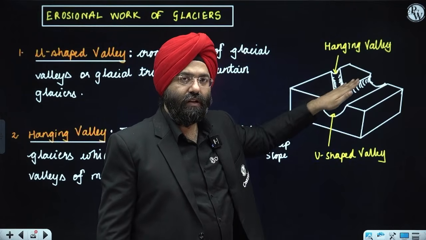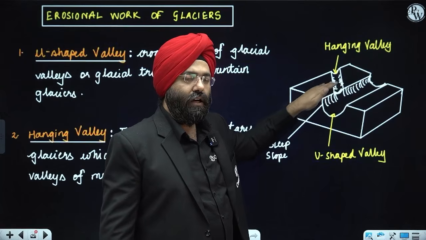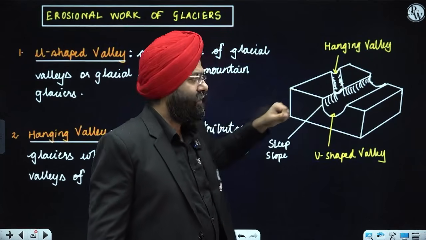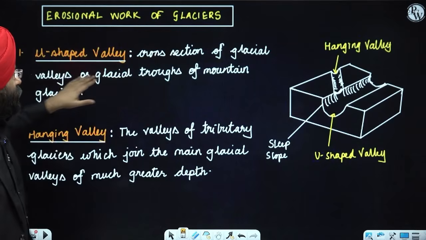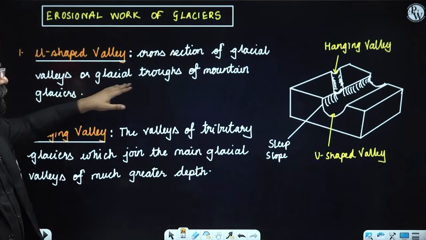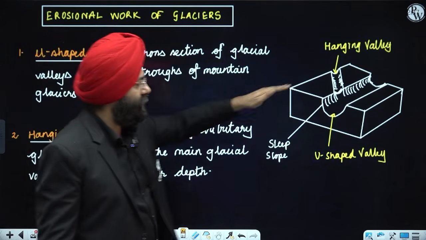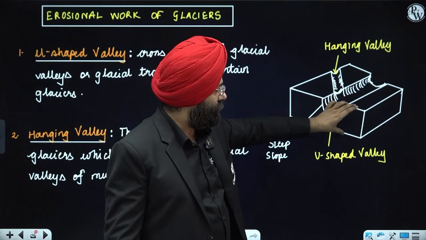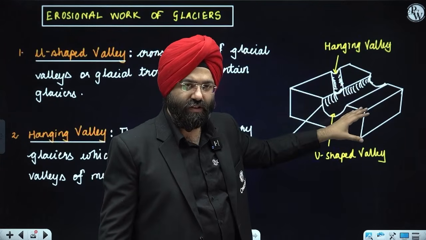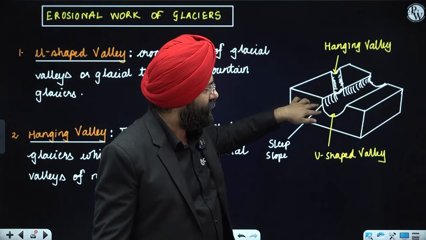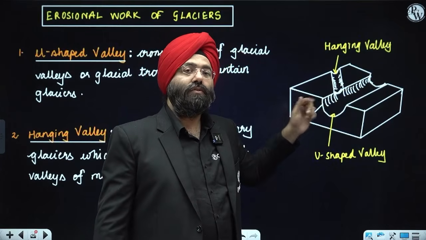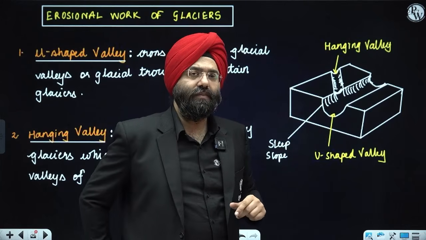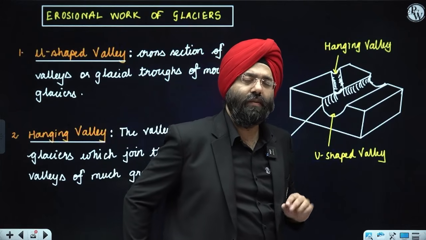Glaciers are moving down and they've eroded the underlying surfaces. You have seen the processes, majorly plucking also. So the cross section of the glacial valleys or glacial troughs of the mountain glaciers. So this is where the glaciers are moving. It had basically eroded this particular fragment of rocks or the ground surface, and it has created this particular structure. And this is known as what? U-shaped valley.